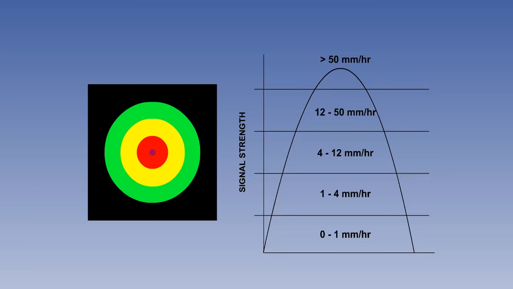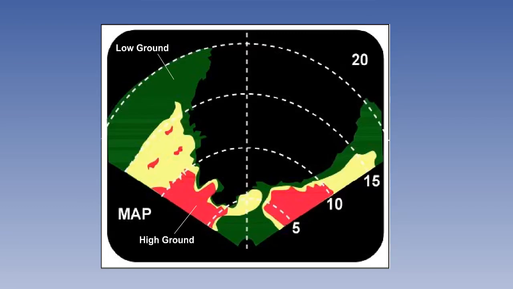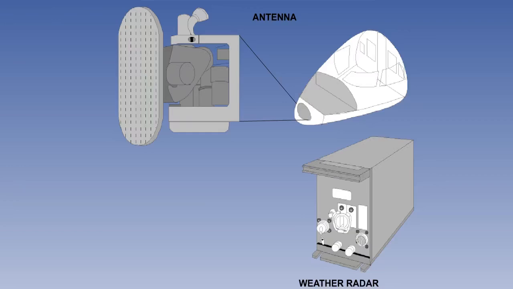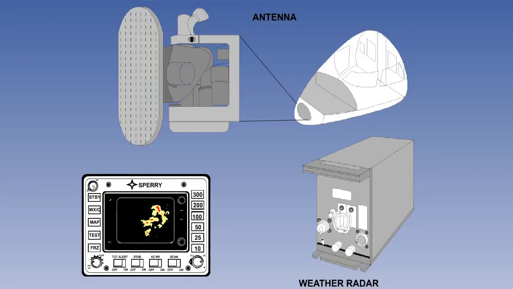Green represents the lightest rainfall and magenta the heaviest, and usually indicates the presence of turbulence. For ground mapping, the green represents flat ground or water, whereas red represents large solid objects, such as mountains. The component parts of airborne weather radar are the transmitter-receiver, the antenna, the indicator, and the control unit.